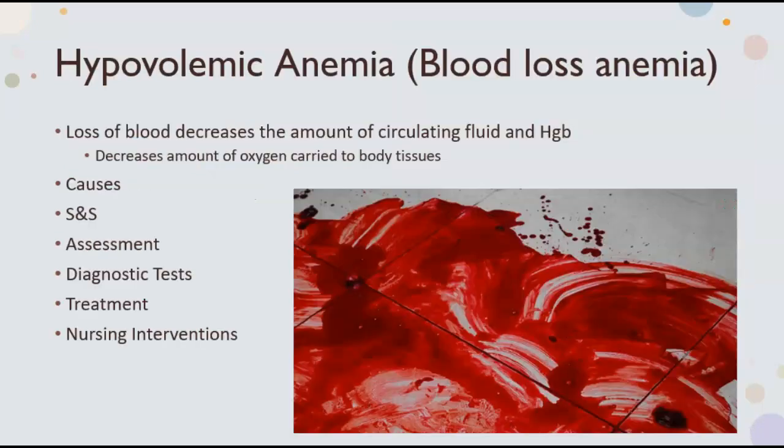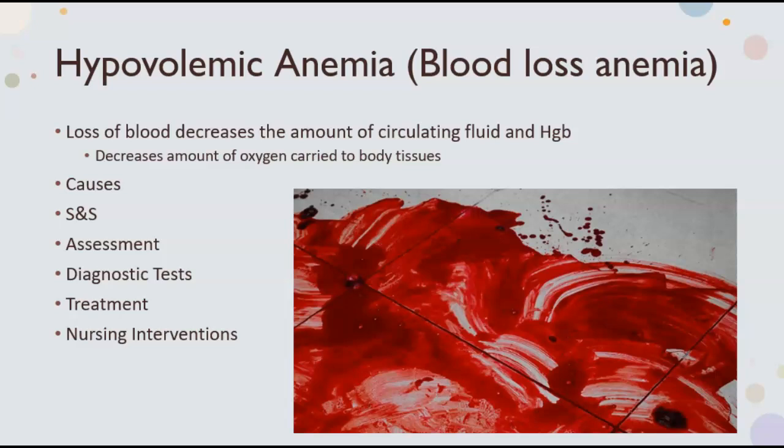First, we will talk about hypovolemic anemia or blood loss anemia. This is the loss of blood, and that decreases the amount of circulating blood and hemoglobin. And remember, hemoglobin carries oxygen on the red blood cells. So in general, that decreases the amount of oxygen that is carried to the body tissues. If there's a blood loss of 1,000 mLs or more, it can have serious complications. Causes of hypovolemia can be internal or external hemorrhage, a surgical procedure, GI bleeding, abnormal bleeding with menstrual cycles, trauma, or severe burns.